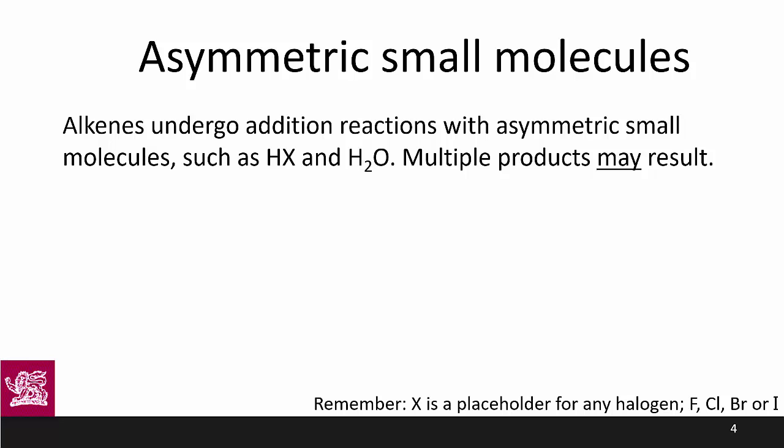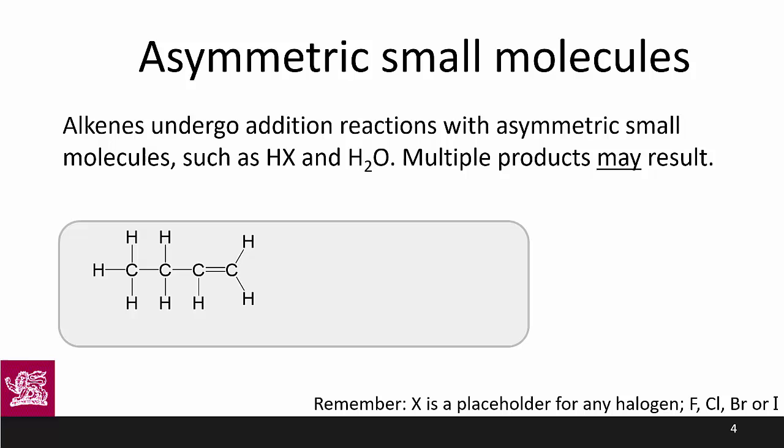We've talked before about asymmetric small molecules in our review of physical sciences work, but we need to make sure that we're completely on top of the concept. You can add small molecules such as HX and H2O in addition reactions to unsaturated molecules, and multiple products may result. There's no guarantee there'll be multiple products, but it's a distinct possibility. In this example, we're going to add a hydrogen halide. This could be any of the halides, fluoride, chloride, bromide, or iodide, to an alkene. I'll give you a chance to name both of these molecules.